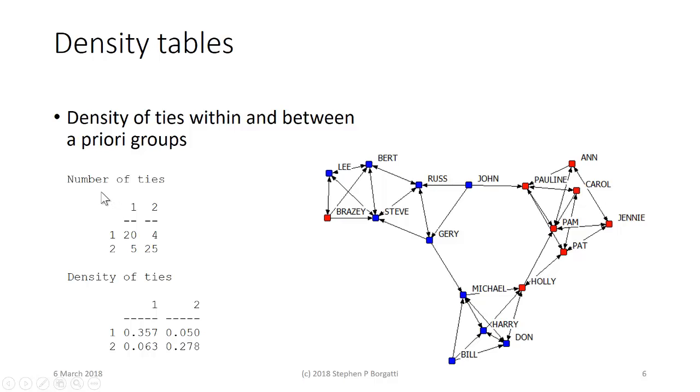And 28% of all men are actually tied to each other. So it actually reverses the raw numbers, and that's because there are more men than there are women in this network. So we use these density tables.